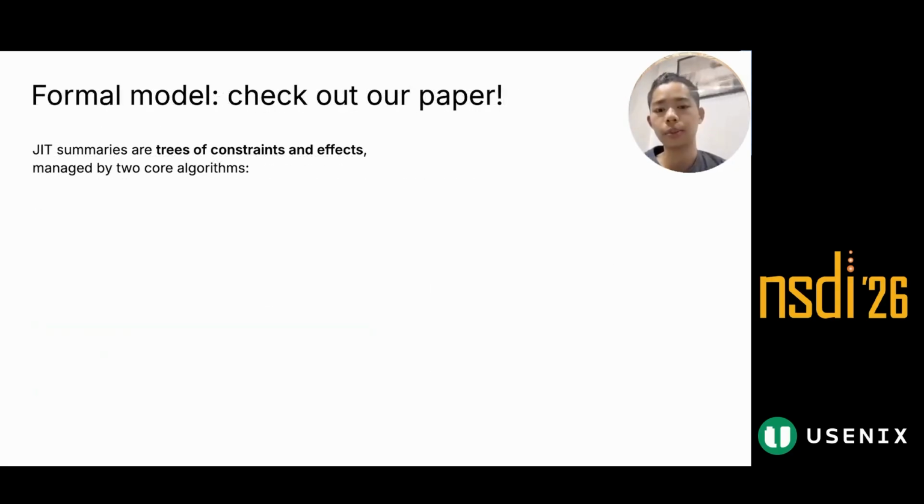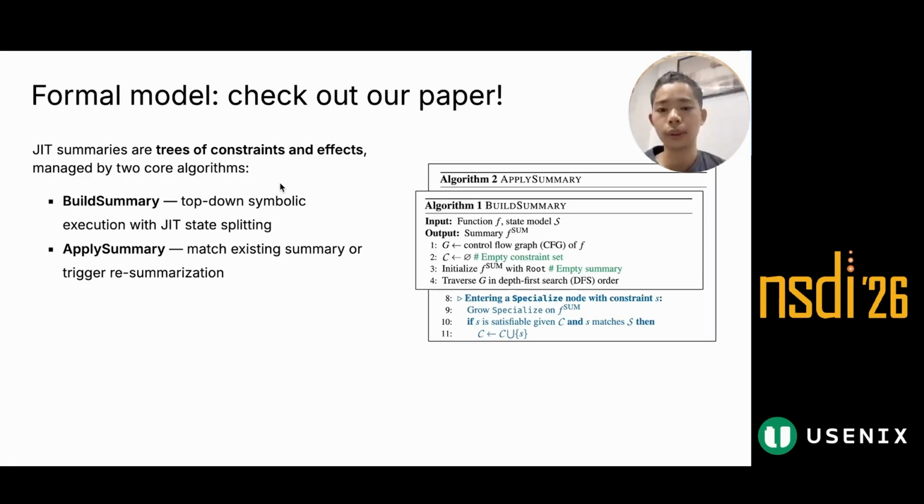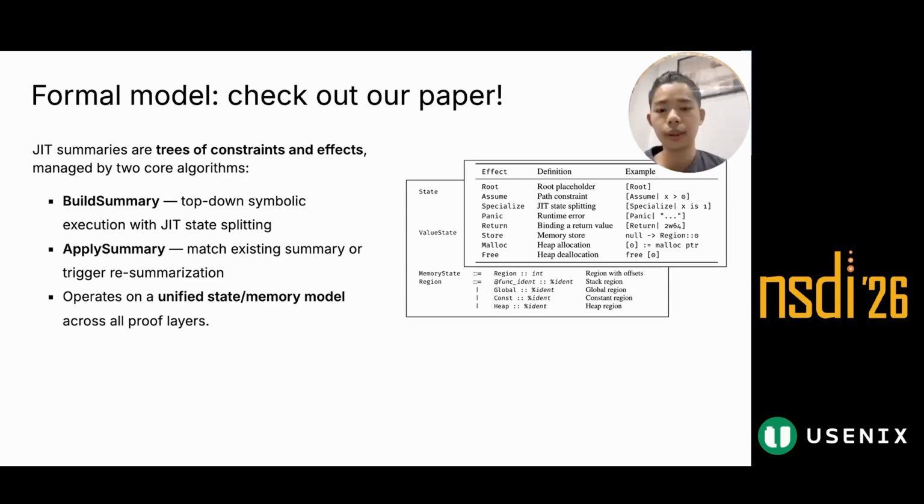Now, under the hood, Iceberg represents summaries as trees of constraints and effects and manages them through 2 core algorithms, build summary and apply summary, which does what we just described, but more formally. Further, these algorithms also operate on a unified state and memory model that spans all proof layers, which I don't have time to cover today. You can check out our paper for the full picture here.